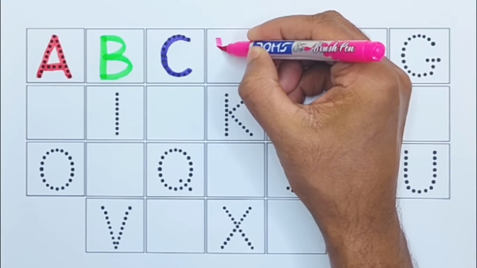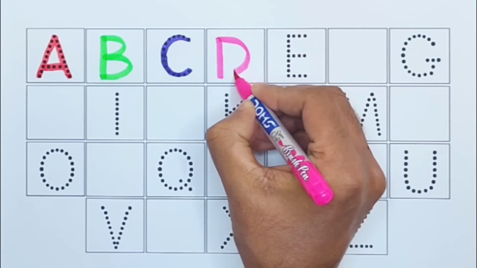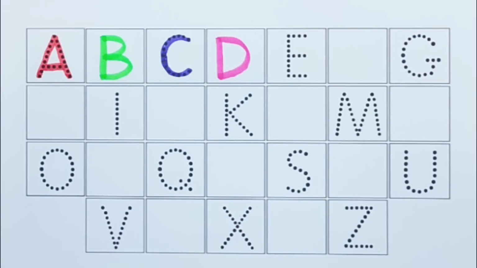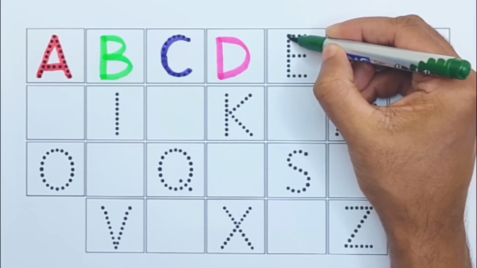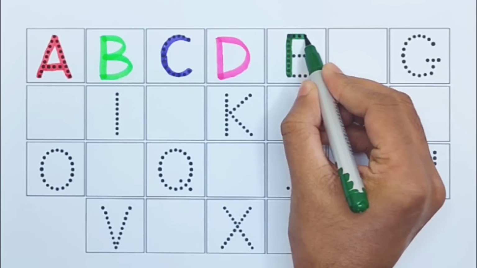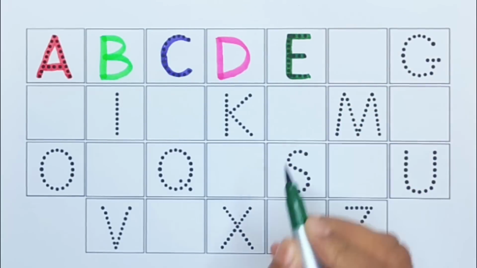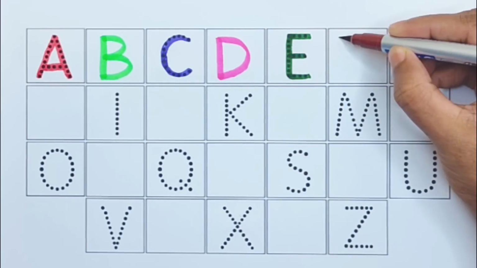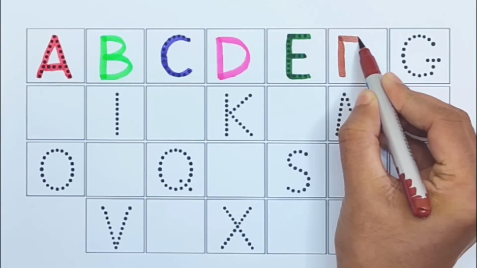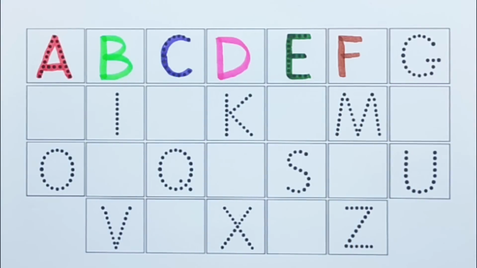Pink color. D for dress. Green color. E for eagle. Brown color. F for fish.